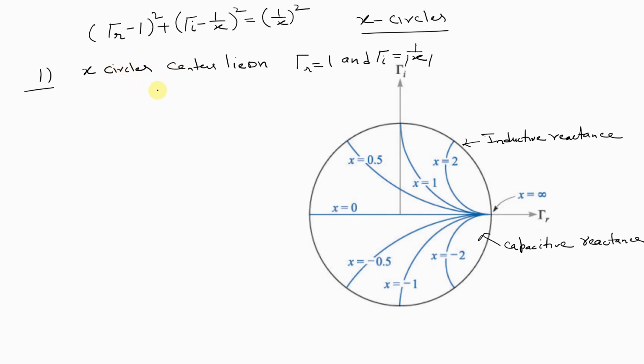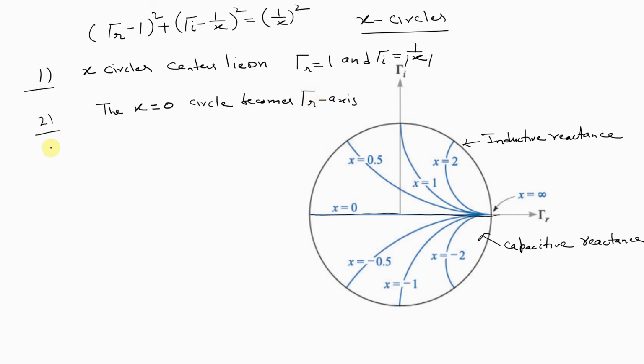So here, the second property is, when x is equal to 0, this complete line is also the gamma R axis. So the x is equal to 0 circle becomes the gamma R axis. This is again another property.